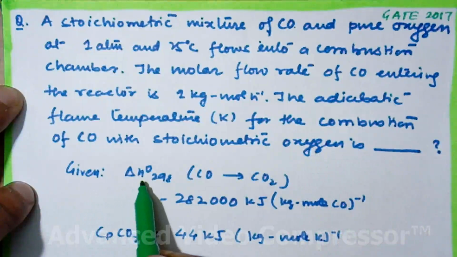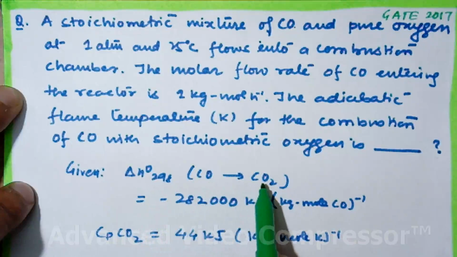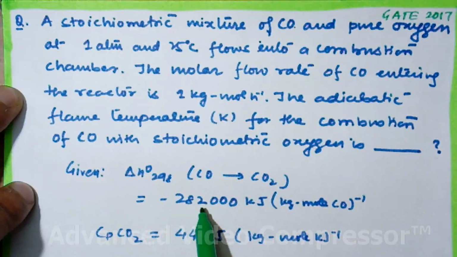We are given delta H naught at 298 Kelvin for the reaction of CO to CO2 conversion as minus 282,000 kilojoule per kg mole of CO, and the heat capacity of CO2 is given as 44 kilojoule per kg mole Kelvin.